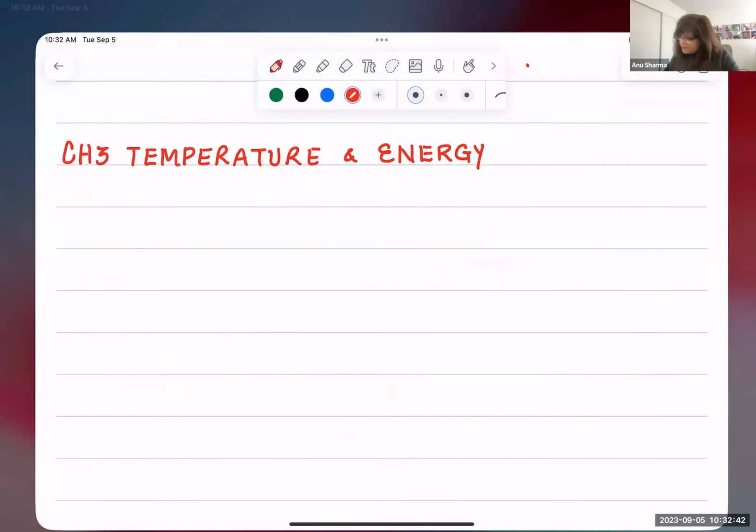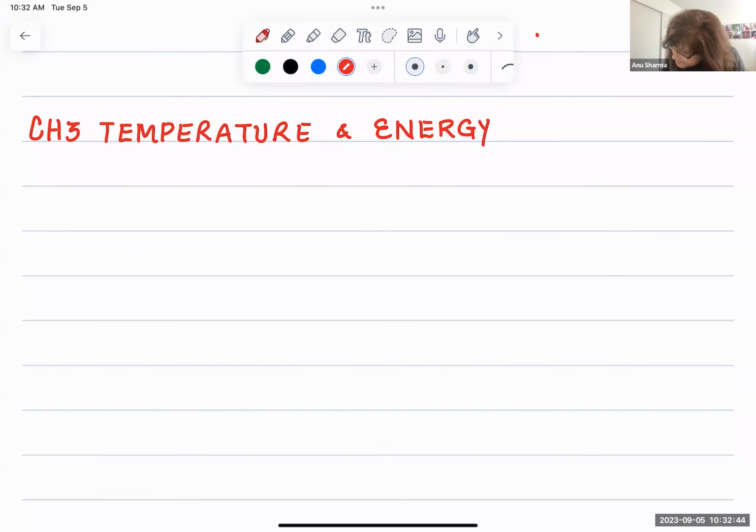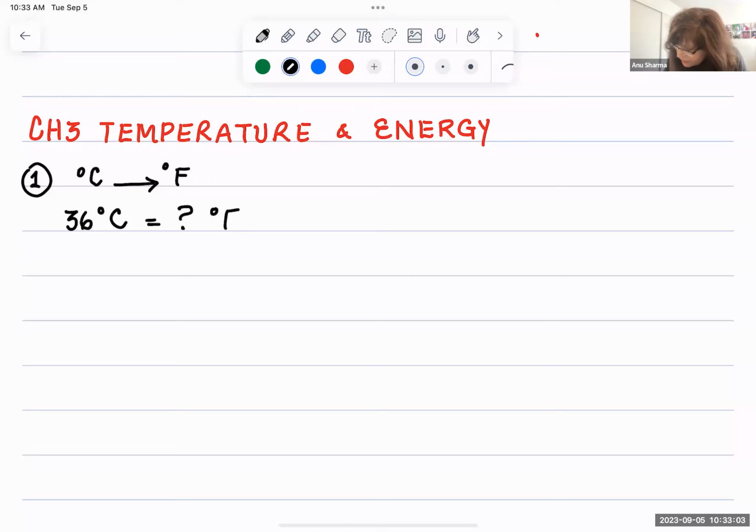Let us say, first of all, you are given something in degrees Celsius and you need to convert it into degrees Fahrenheit. Let us say you are given 36 degrees Celsius. And the question is, how many degrees Fahrenheit are you going to get?